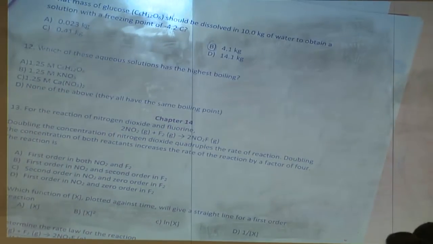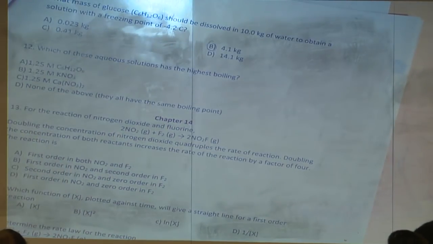Now 12. This talks about the Van Hoff factor. So basically, if it's a non-electrolyte, the Van Hoff factor is 1. But if it's an electrolyte, the Van Hoff factor is just how many particles it breaks up into in water.